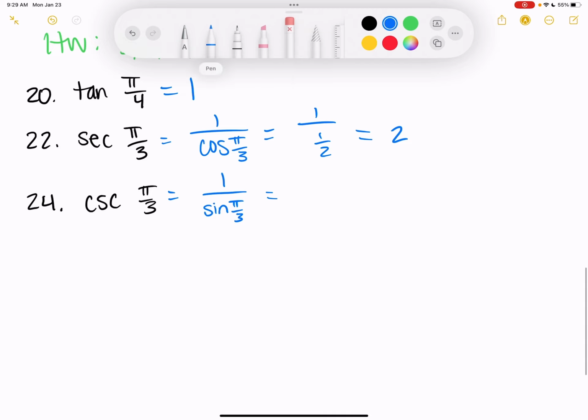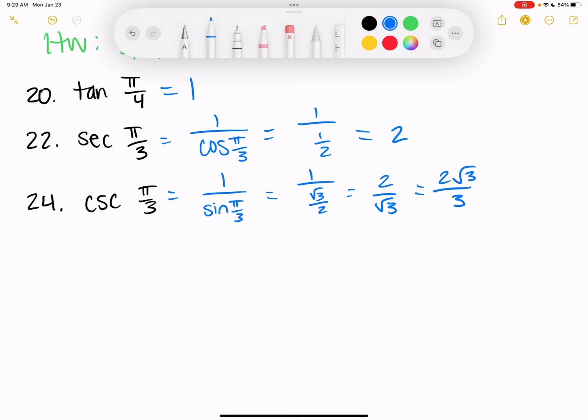So it's 1 over the square root of 3 over 2. So we would flip it, so it would be 2 over the square root of 3, but we can't leave it that way, so what does that give us? 2 square root of 3 over 3. Yep, 2 square root of 3 over 3.